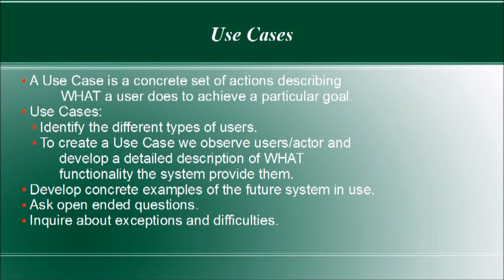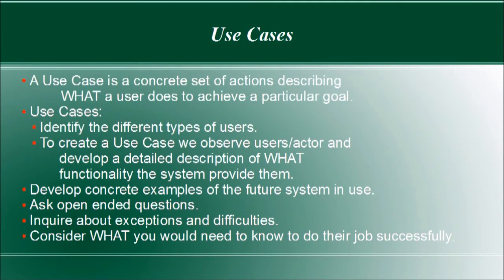The manager may say, now they enter the address or location. But the user may say, yeah, but I have to go through 8 screens and back to get to the zip code. Look for exceptions and difficulties. We are trying to understand what they are doing and what can be done to improve the process. As you are documenting, think about what you would need to know to do their job successfully.